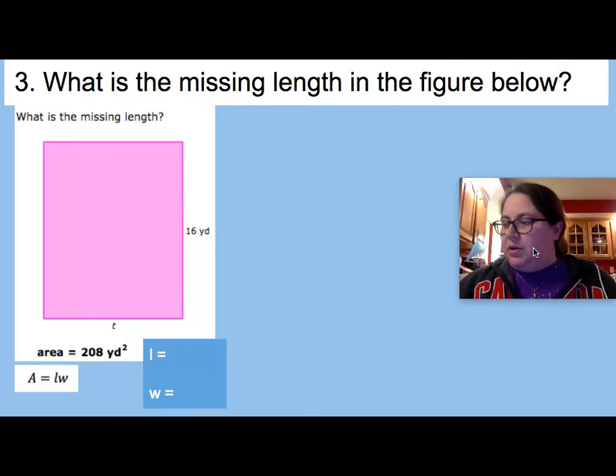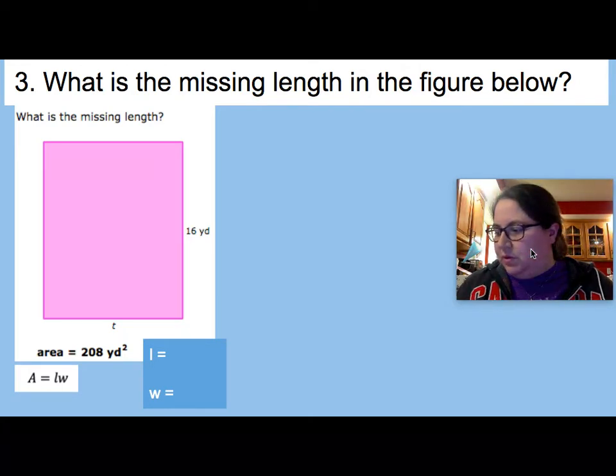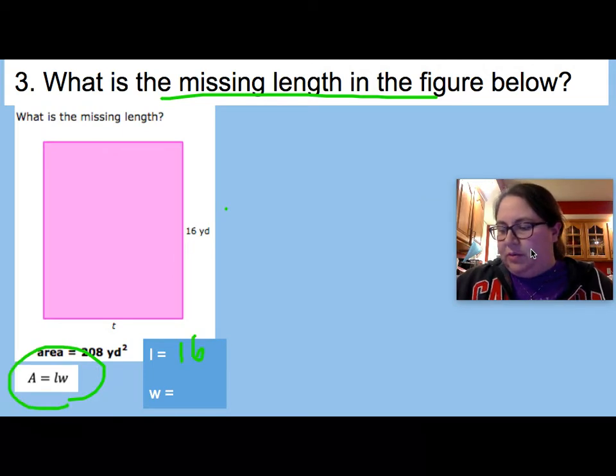This is where it's probably going to be a little bit newer for some of you, and for some of you this is just going to be intuitive to figure out. But if you use the area formula, we can actually work backwards. If we look at what this question says, it says, what's the missing length of the figure? The area is length times width. So we know that we have a 16, but we have an unknown, a t.